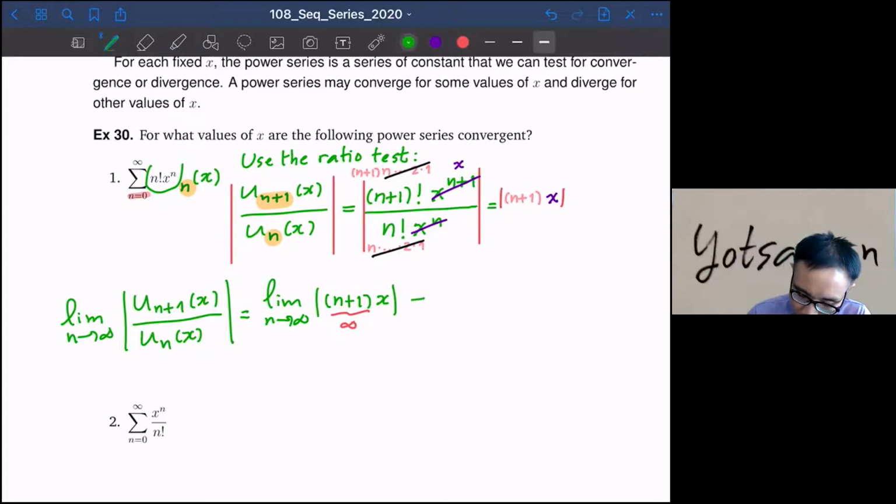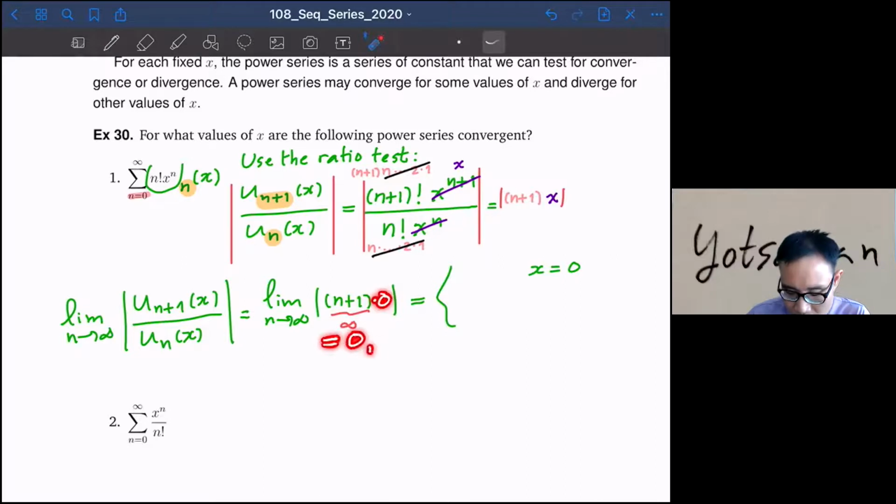So let me separate two cases. When x equal to 0, this one turns out to be 0. Okay, so when x equal to 0, it's going to be this term times 0, which equals 0. So n disappears, and the limit turns out to be equal to 0.